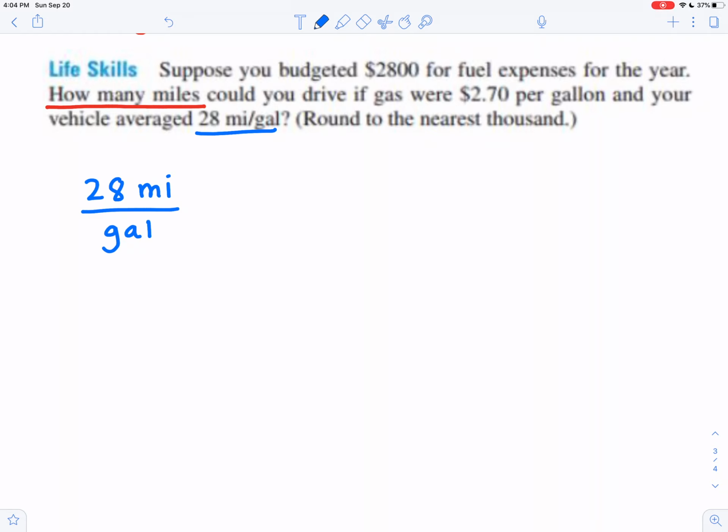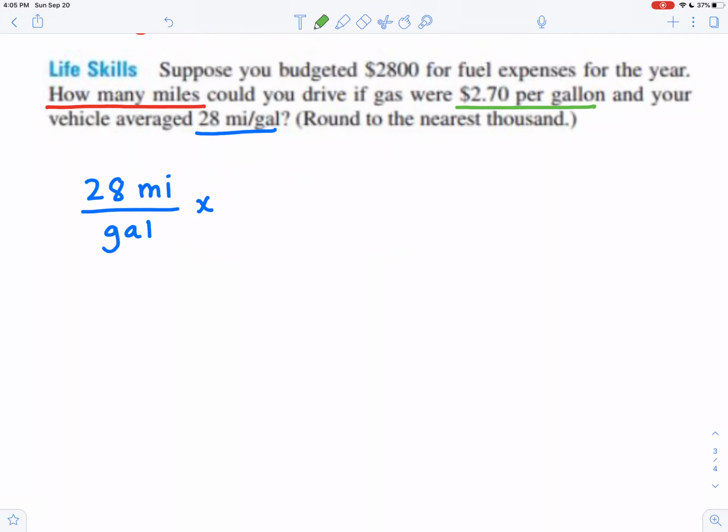All right, and then I'm going to multiply this. I want to make a conversion here. Instead of miles per gallon, I want to end up with a rate that's basically miles per dollar. How far can I go on a particular dollar? Because then I can apply the number of dollars that I have.